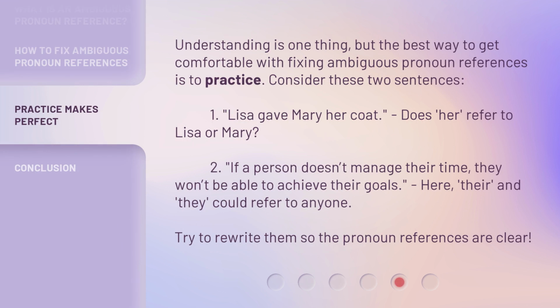Understanding is one thing, but the best way to get comfortable with fixing ambiguous pronoun references is to practice. Consider these two sentences. 1. Lisa gave Mary her coat. Does her refer to Lisa or Mary? 2. If a person doesn't manage their time, they won't be able to achieve their goals. Here, their and they could refer to anyone. Try to rewrite them so the pronoun references are clear.